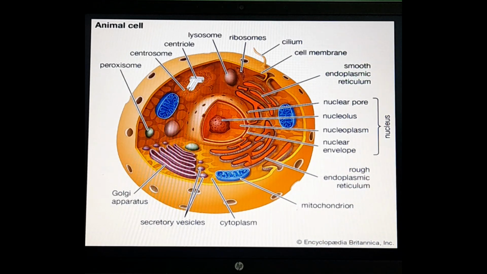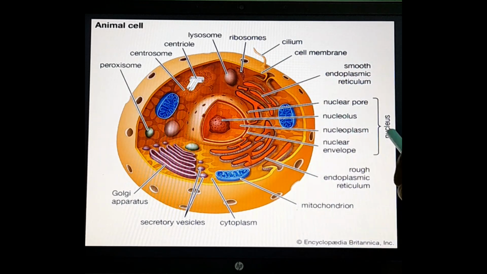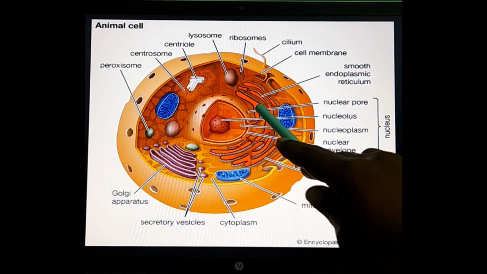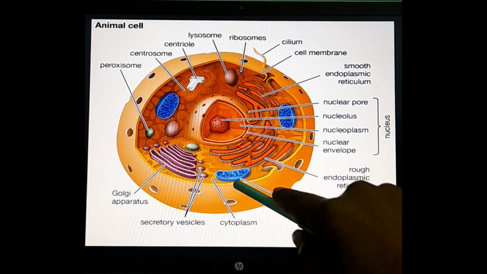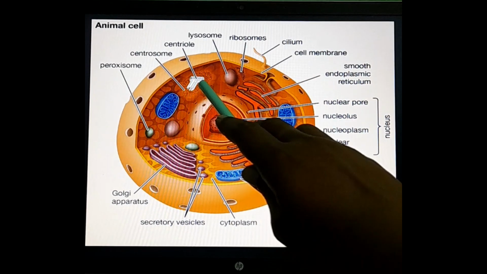And if we see the plant cell, there we can see two extra things. One is the cell wall outside of the cell membrane, and another is the plastid. And the vacuole size will be larger than in the case of the animal cell. But now we are looking at the simplest diagram of the animal cell. So this is the nucleus, this is the endoplasmic reticulum, this is the Golgi apparatus, this is the mitochondria, this is the ribosomes, lysosomes, centrosomes, centriole.